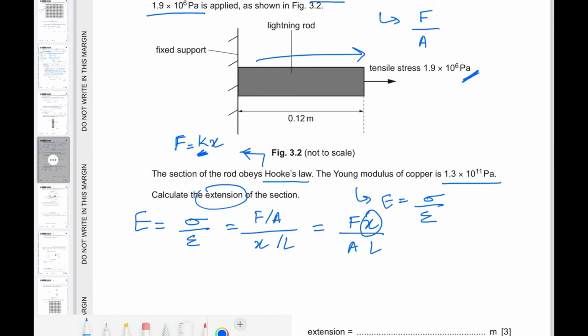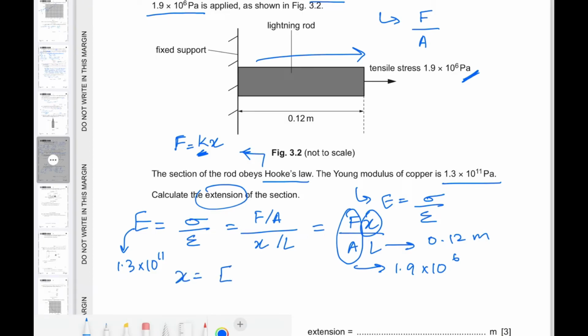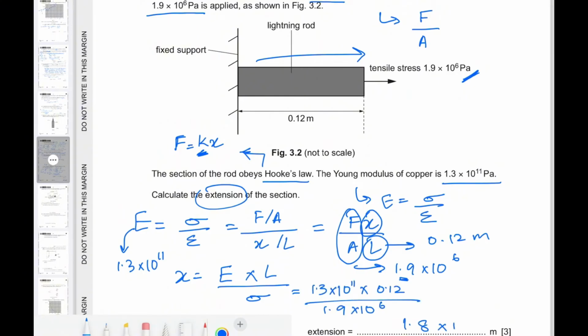Now the tensile stress or force divided by area is already given as 1.9 times 10 raised to 6. The original length is 0.12 meters, and Young modulus is also given as 1.3 times 10 raised to 11. That means extension is equal to Young modulus multiplied by the length and divided by stress, which is equal to 1.8 times 10 raised to negative 6 meter of extension.